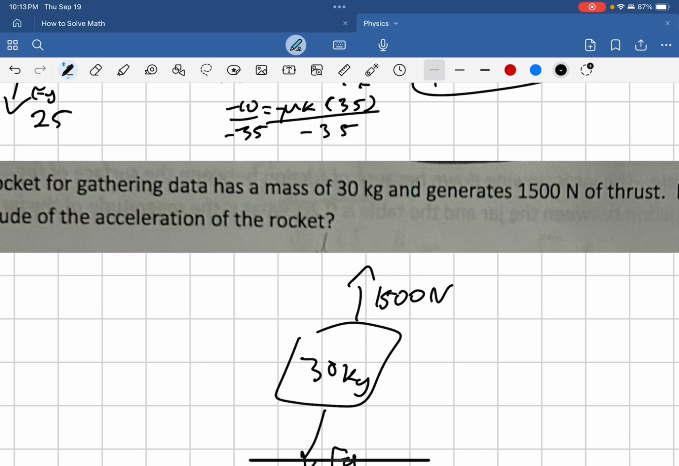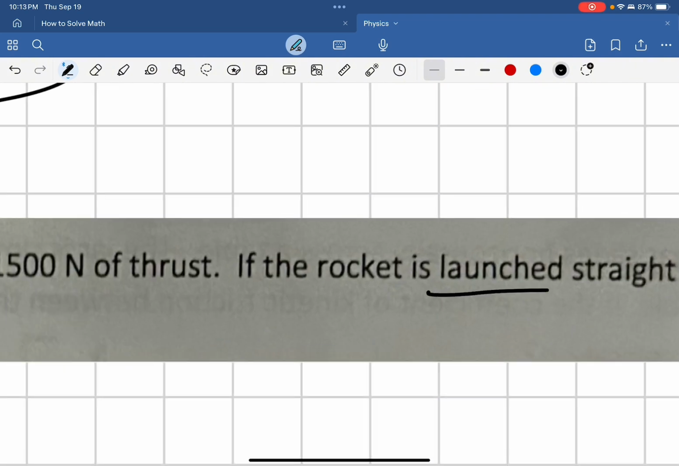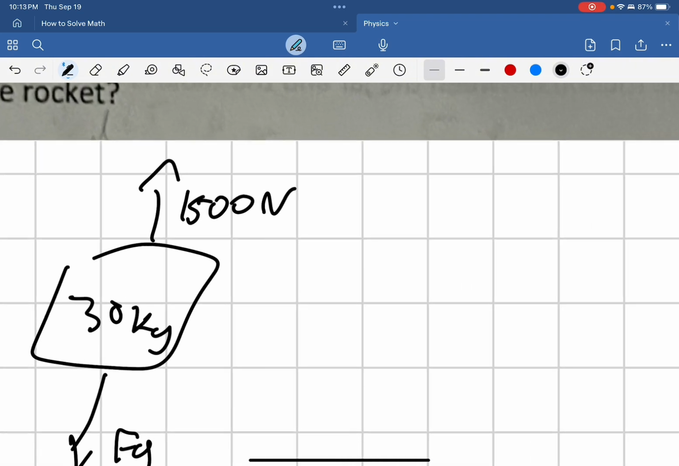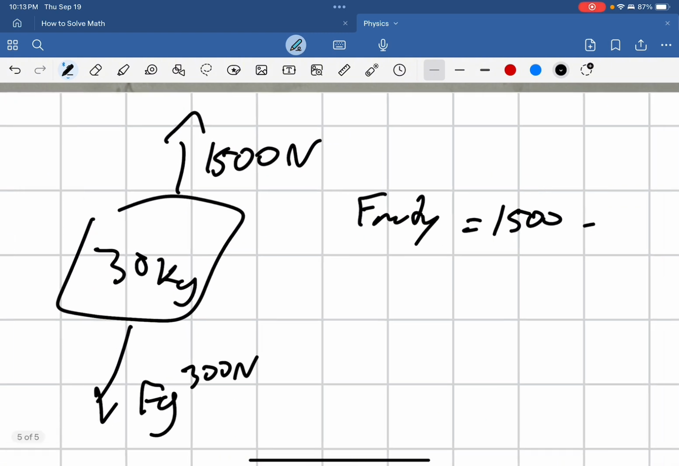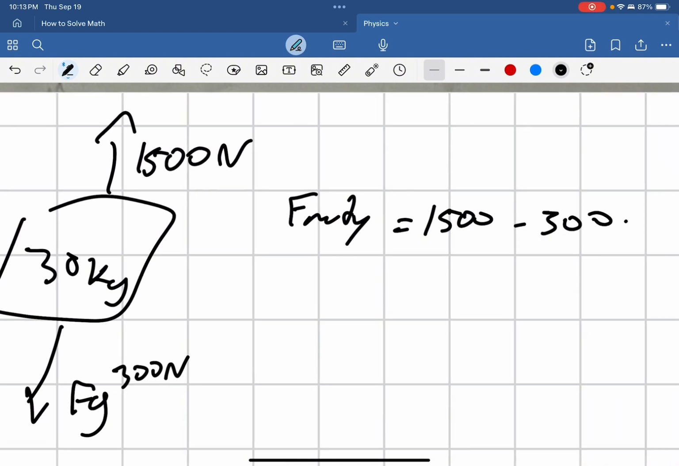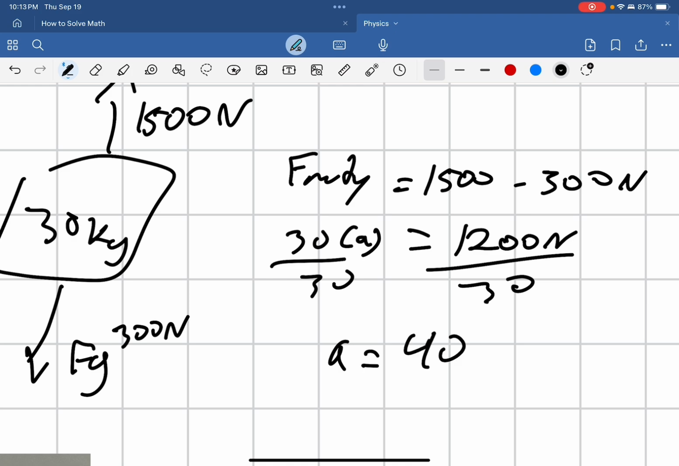1500 newtons. Since I'm going to assume it's already launched, there's no normal force, and F net of y is going to equal 1500 newtons minus 30 times 10, which is 300 newtons down here, 300 newtons, right? But we're not trying to figure this out. Let me just write that down. 1200 newtons. We're trying to figure out what our acceleration is. So we're going to divide by 30, which is the mass, and our acceleration is going to be 40 meters per second squared. There we go.